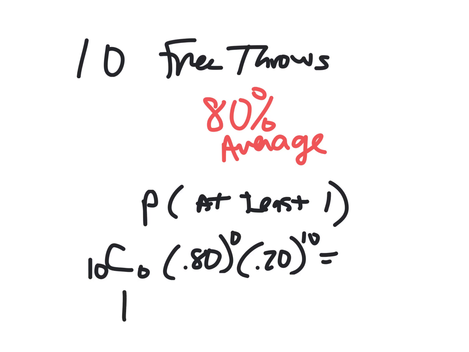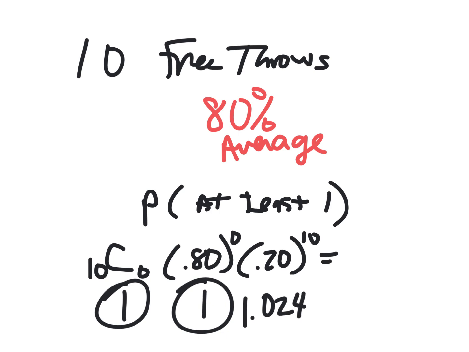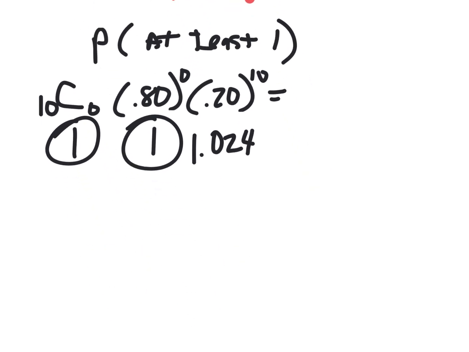So this is 1. Anything to the 0 power is 1. So that's 1, that's 1. That really means I just have to find 0.2 to the 10th. And that's a ridiculously small number. It's 1.024 e negative 7. That means move the decimal over 7 spots this way.